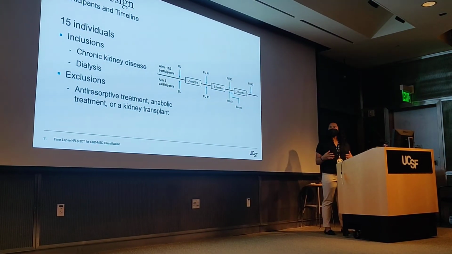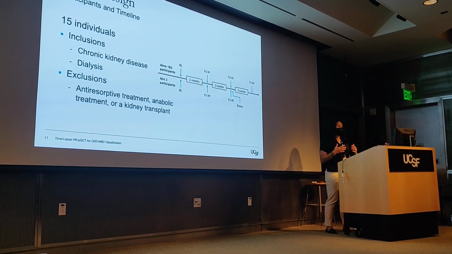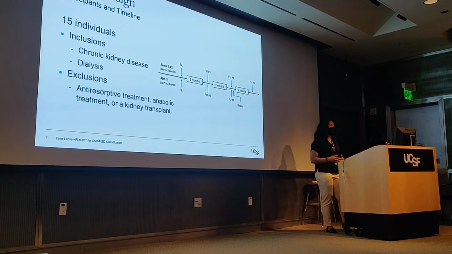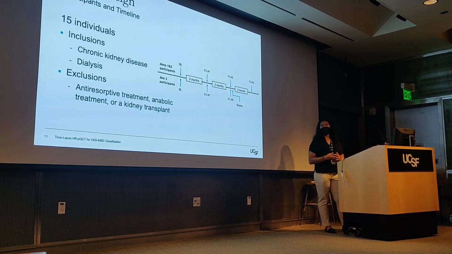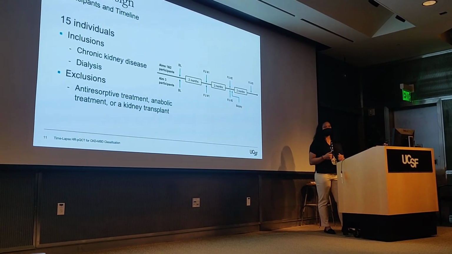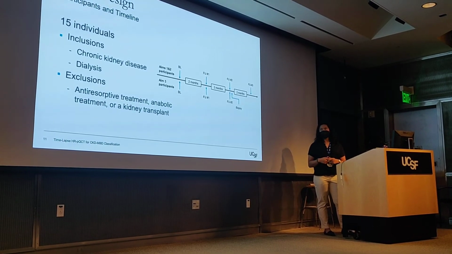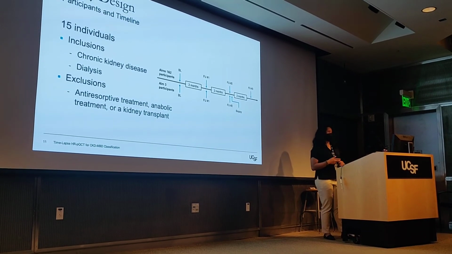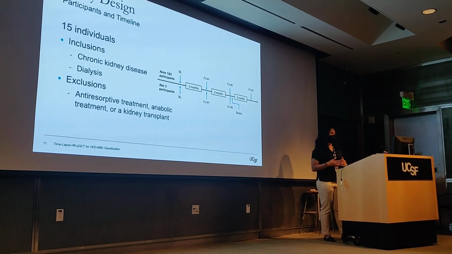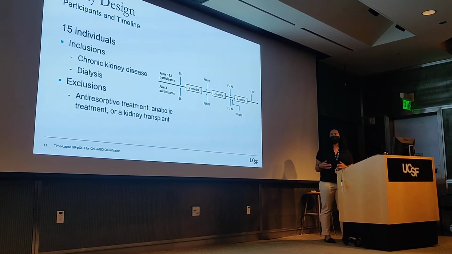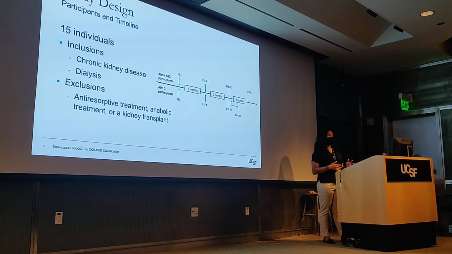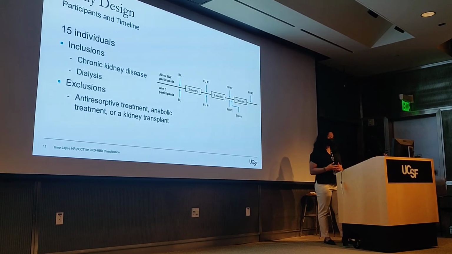For our study design, starting with our participants and the timeline for them in the study, we're recruiting 15 individuals that have chronic kidney disease and are undergoing dialysis. We are excluding those that are already getting treatment for their abnormal bone turnover, so those that have anti-resorptive treatment, anabolic treatment, or have had a kidney transplant.